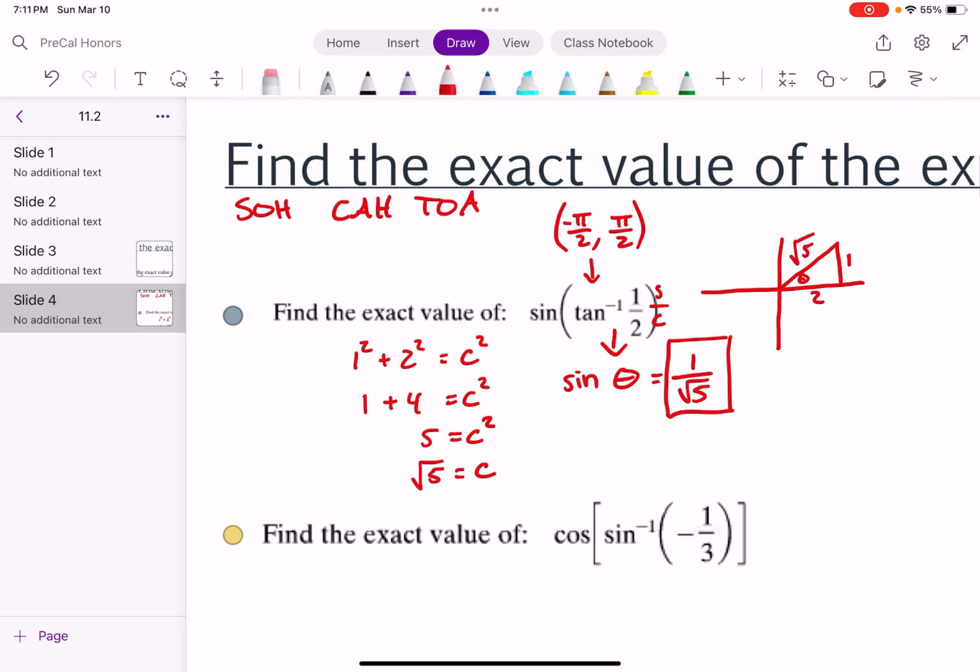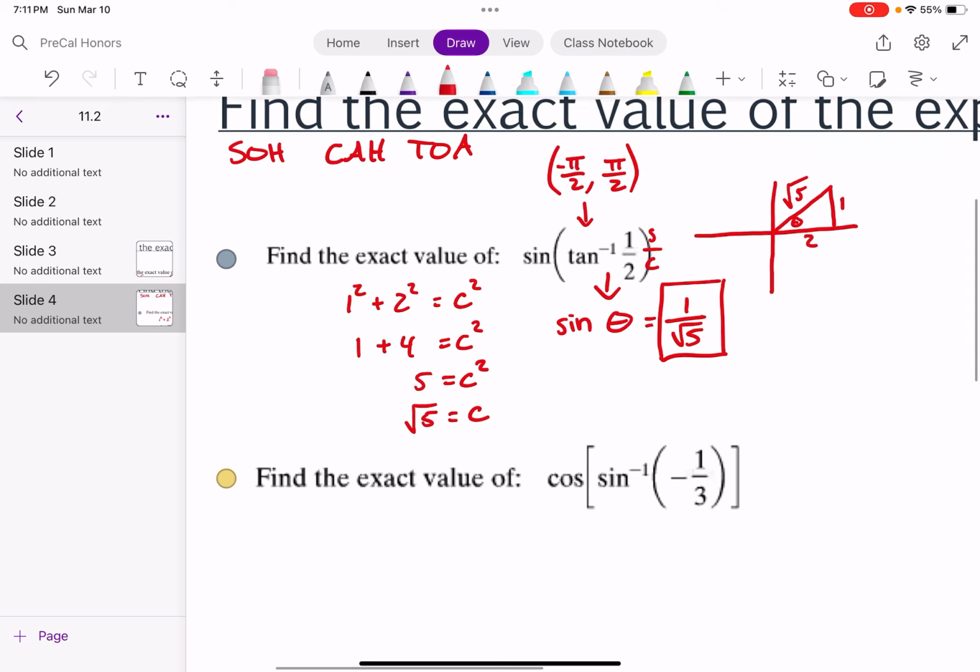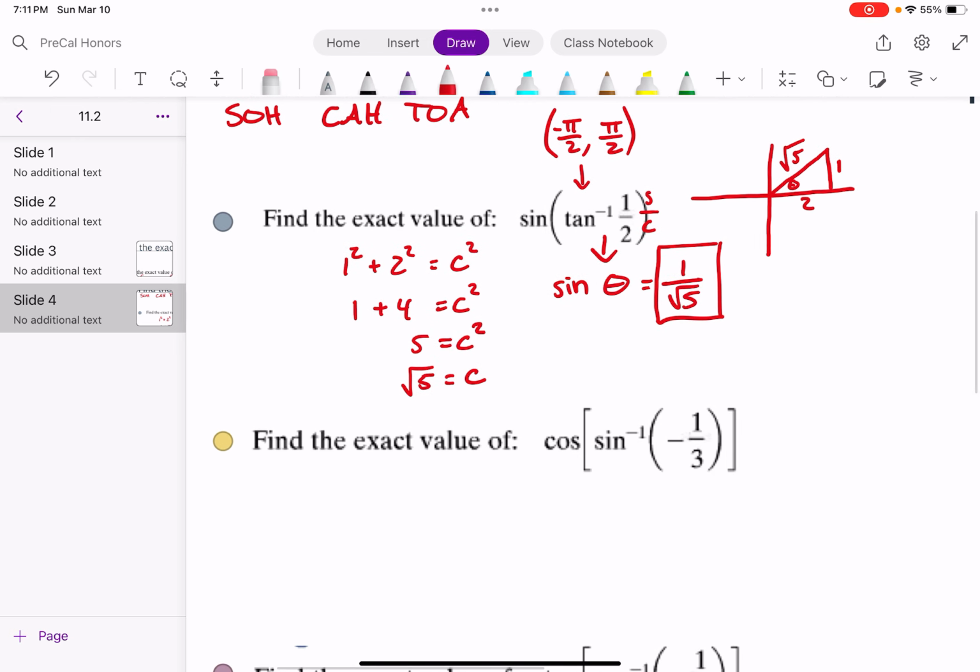Let's take a look at the next problem. Here we're going to begin with the cosine of sine inverse of negative 1/3. We'll first begin with taking a look at the range of inverse sine, which would be negative pi over 2 to pi over 2. In this case, it will have a bracket.